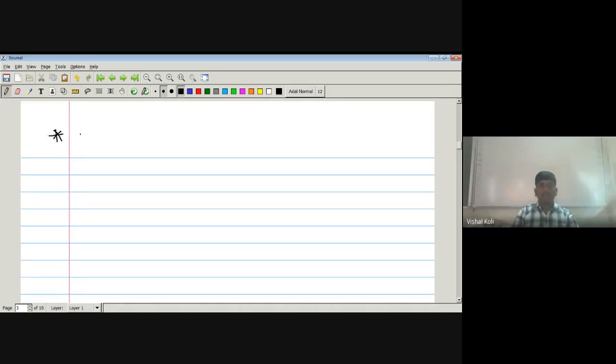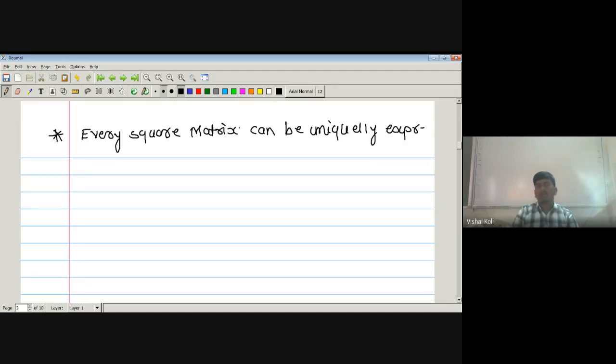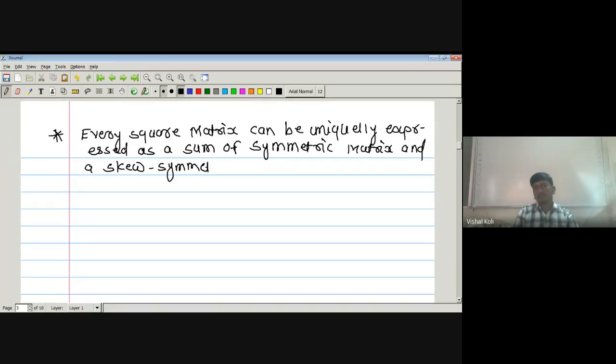No, sir. Okay. Now there is one result which is nothing but every square matrix can be uniquely expressed as a sum of a symmetric matrix and a skew symmetric matrix. Okay, so this will be a result.